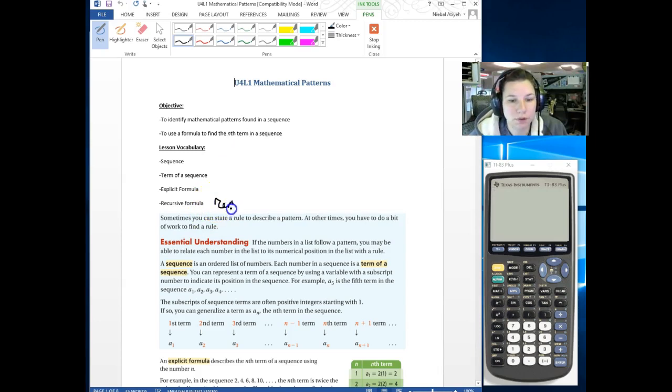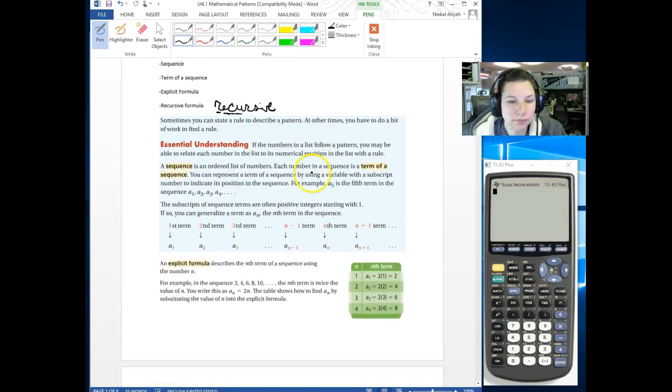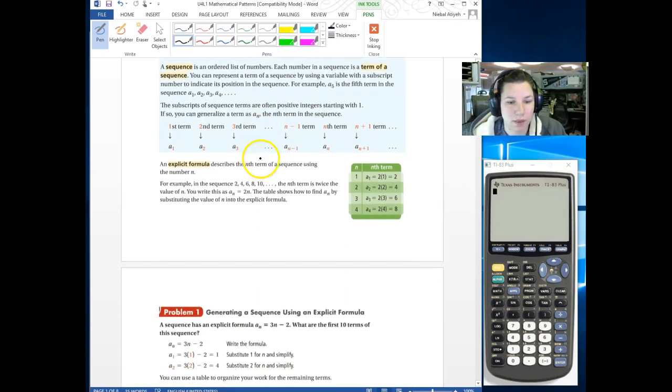A recursive formula is like when you're writing cursive, right? Each letter is connected to the one before it. So the recursive formula will help you find the next term in the sequence. You have to know the one before it to get to the next one. So those are two different types. It goes over the vocabulary here as well.